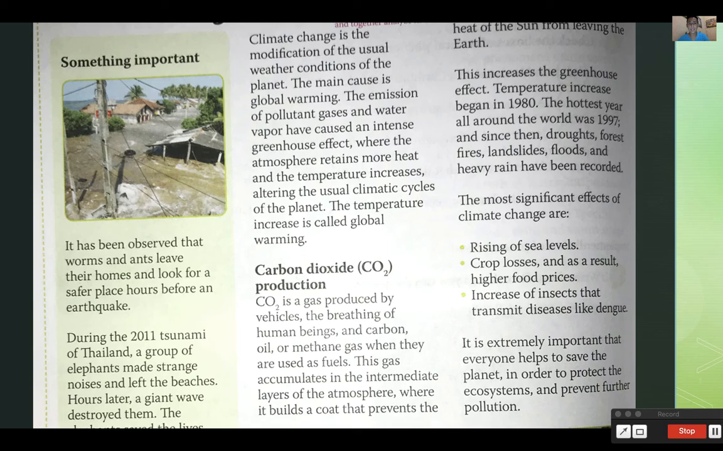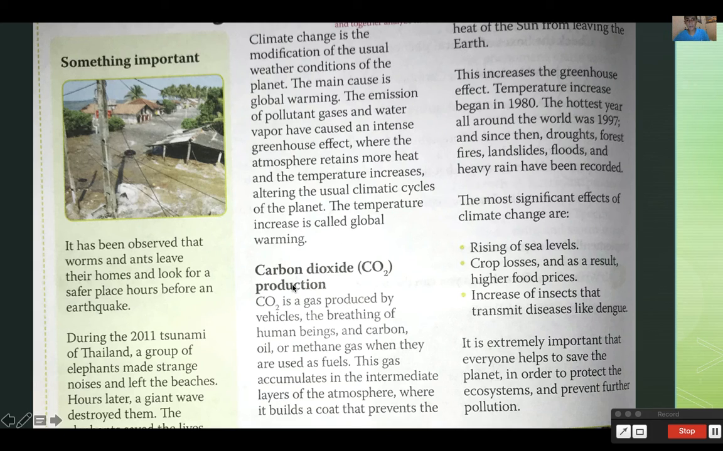The temperature increase is called global warming. When the temperature increases, when it is too hot in a day. For example, here in San Pedro Sula, sometimes we are at 32 degrees, 35 degrees, 40 degrees in a day, so that is too hot for us. So when the temperature increases, that is called global warming.